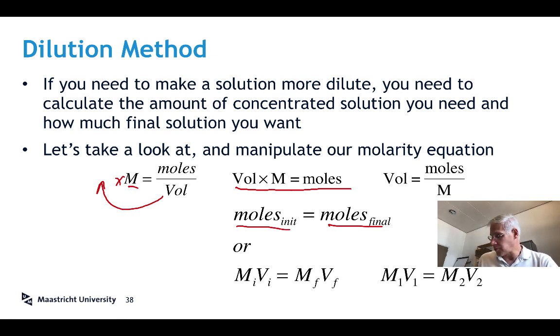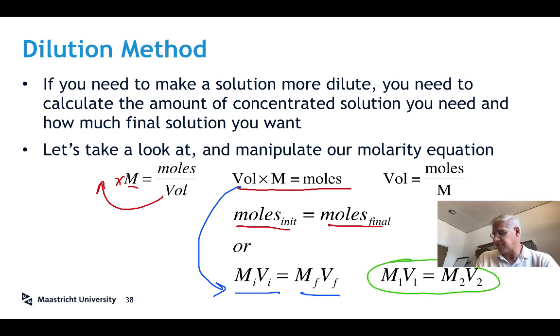So, in order to get our moles, we can calculate moles just like we did here as volume times molarity. So the volume times the molarity of my initial solution is equal to the volume times the molarity of my final solution. So a lot of times we say it as MI-VI equals MF-VF, or we can also say M1-V1 is equal to M2-V2. Very easy equation to use and very handy in the lab.